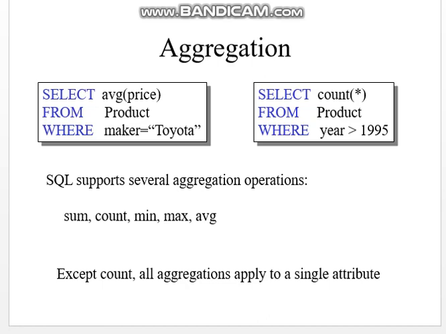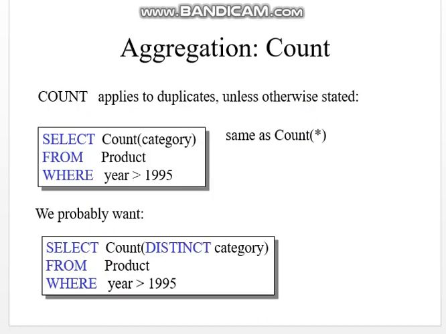Next function which is under the category of aggregation is count. Count function is applied to duplicates unless otherwise stated. Whenever we want the number of values to be counted in the database or in the table, we will be using the count function. The count function will return the number of rows that match the specified criteria.